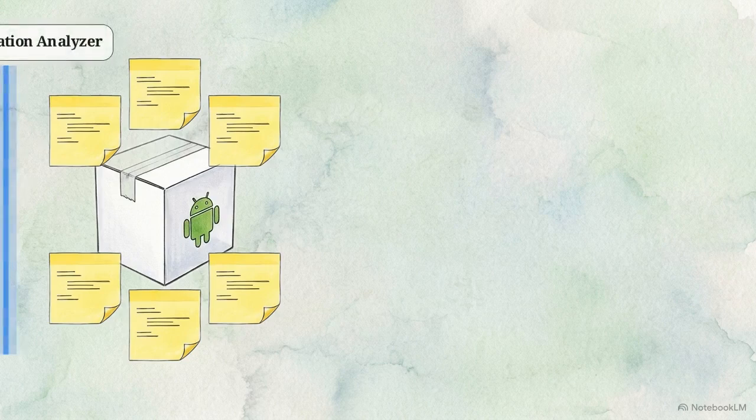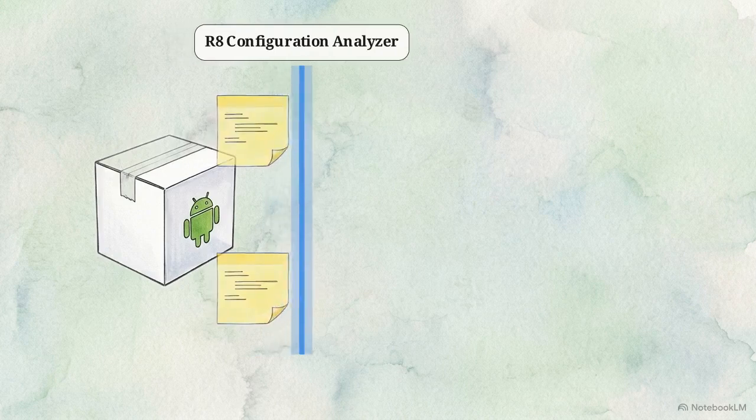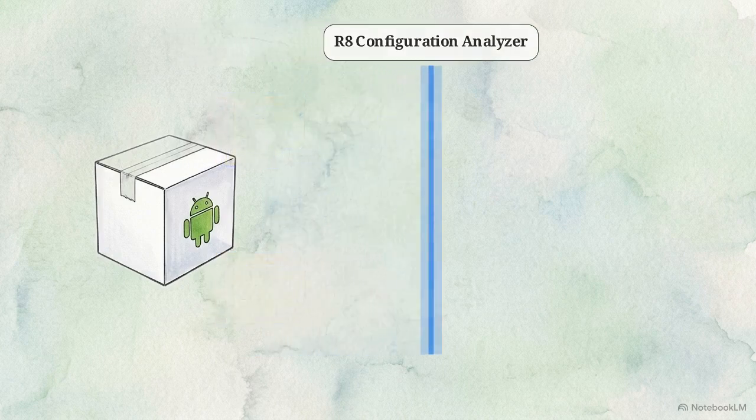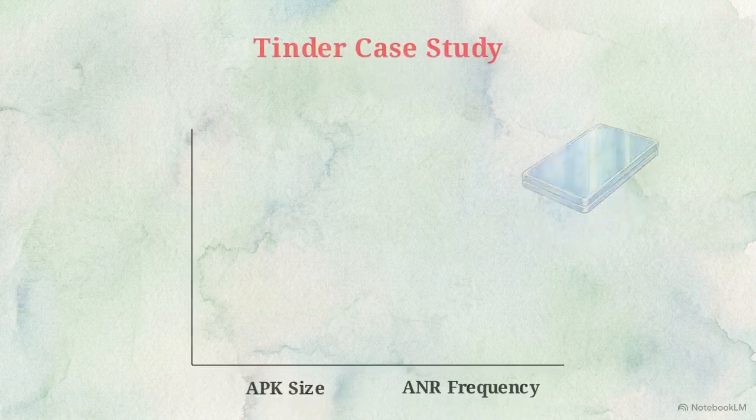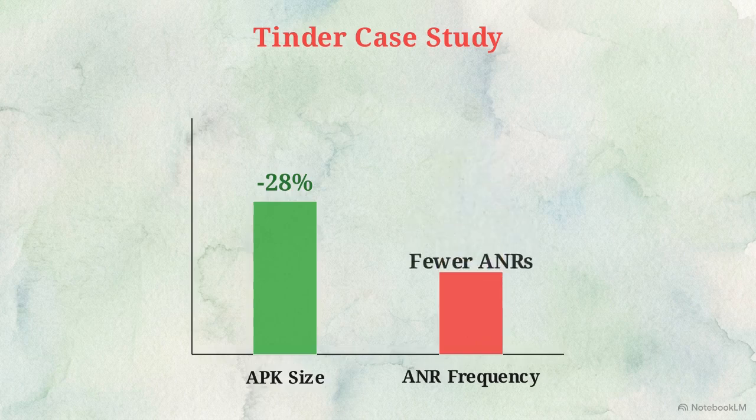Your primary defense against bloated memory footprints is the R8 Configuration Analyzer. It scans your compilation step to identify overly broad keep rules that thwart optimization, stripping out unused code and shrinking your resources. This chart shows the direct result of auditing those rules. Tinder removed a single problematic keep rule identified by the analyzer, resulting in a 28% drop in APK size and a measurable decrease in application not responding rates.